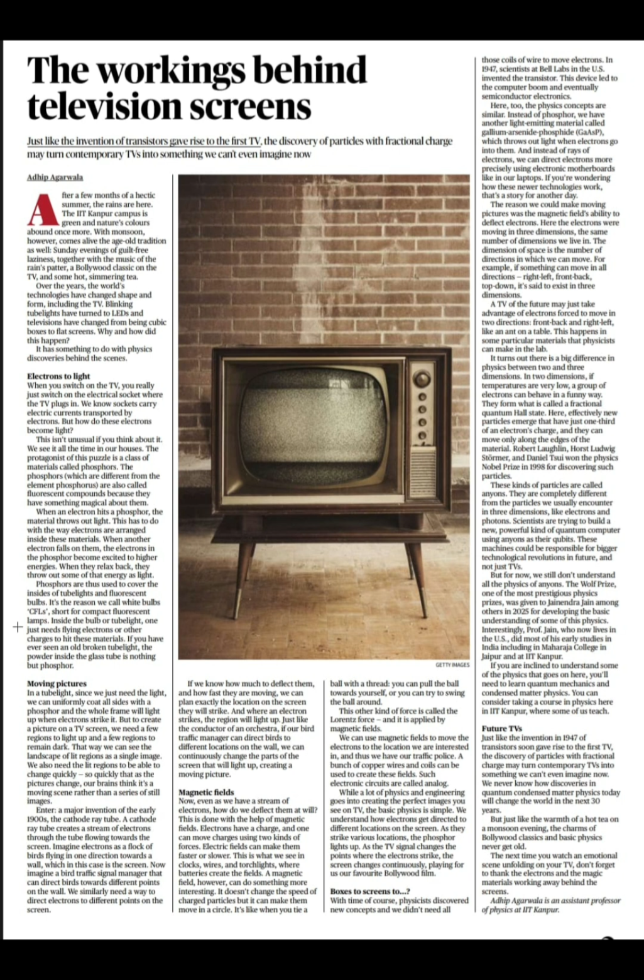This article is written by Adeep Agarwal, an assistant professor of physics at IIT Kanpur.